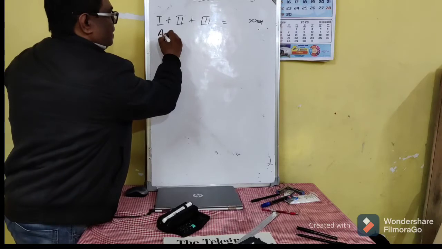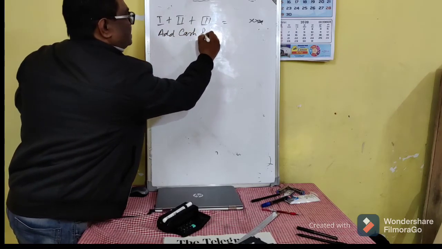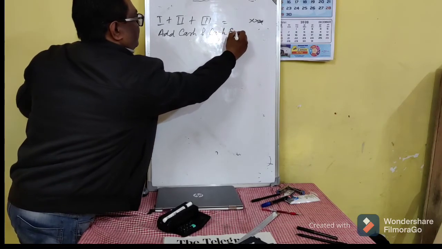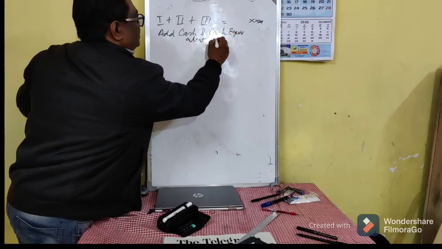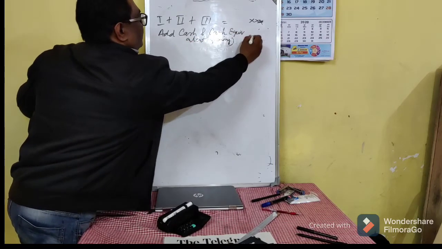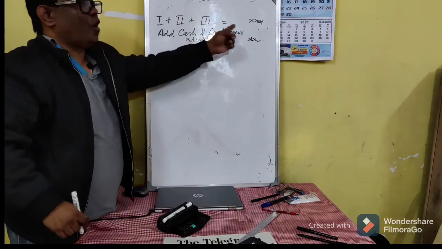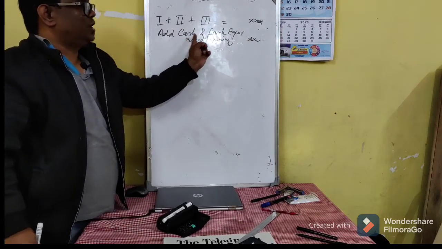Then add the opening cash and cash equivalent, which is last year's opening. The sum of operating activity, investing activity, and financing activity, plus last year's opening cash and cash equivalent.